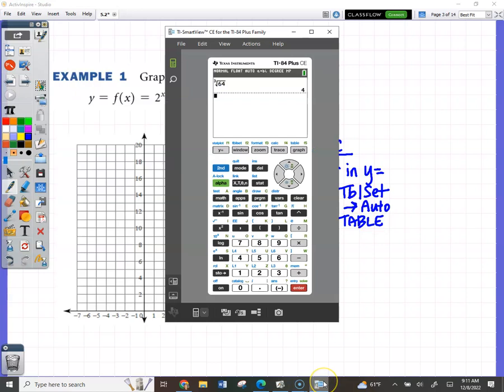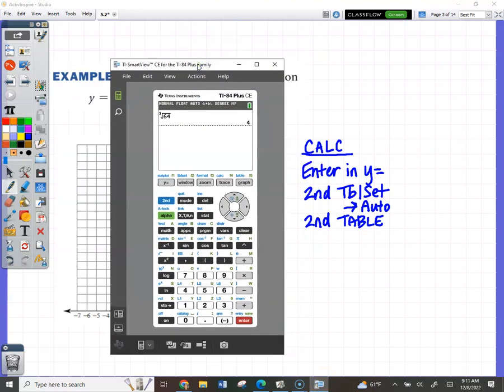All right, let's do it. Y equals 2 to the x power. Now I'm going to go to my table set, make sure it's on auto. Second table set, see mine's still on ask. We'll change it to auto.